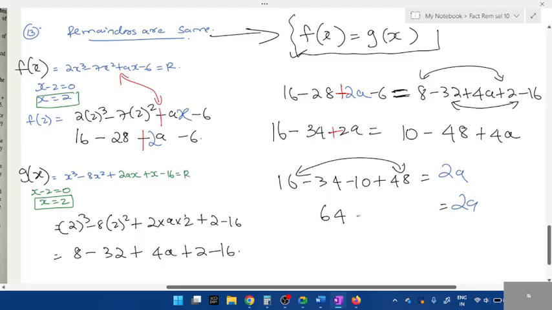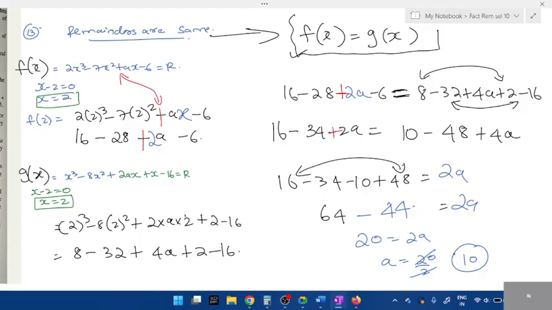And what do you all get here? Minus 10 plus 30 is 44, right? See, I've solved so much. You're telling that a should be 10. What is 64 minus 44? 20, right? A is equal to 10, students.